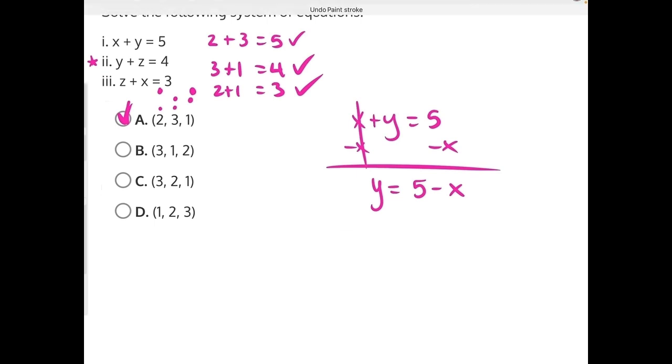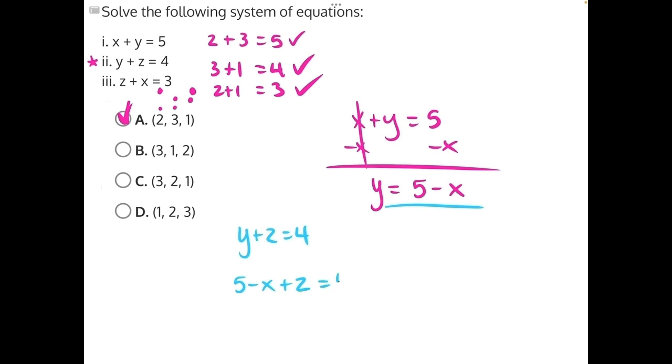Y plus z is equal to 4. Now we substitute this in. We'll have 5 minus x plus z is equal to 4. We'll do opposite operations. We will subtract 5 from both sides. These will cancel, giving us negative x plus z is equal to negative 1.